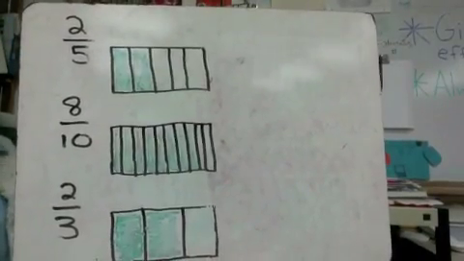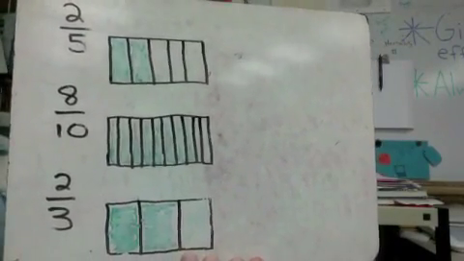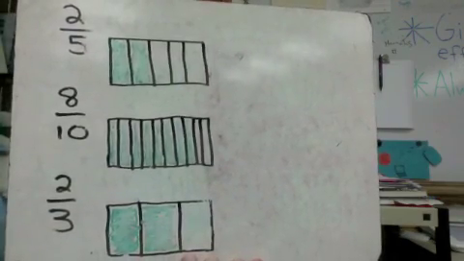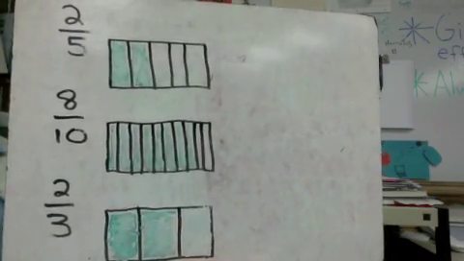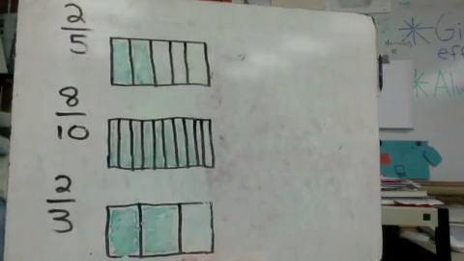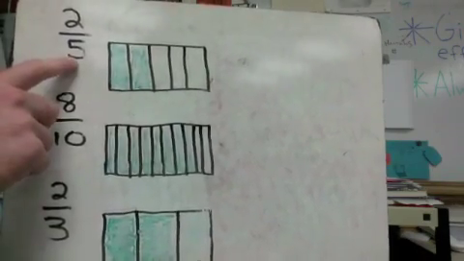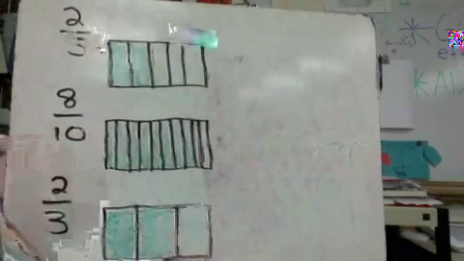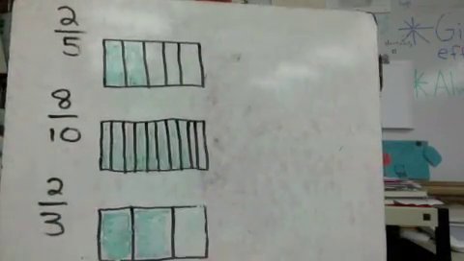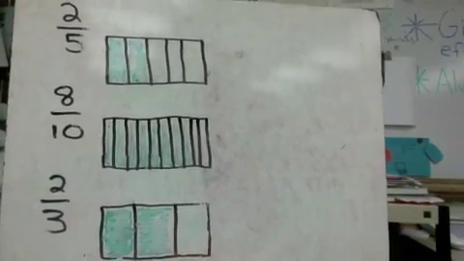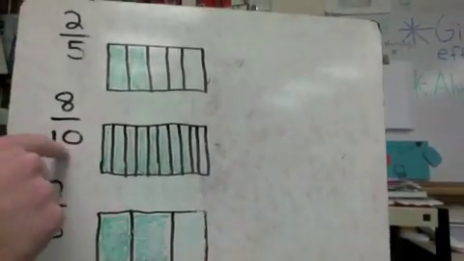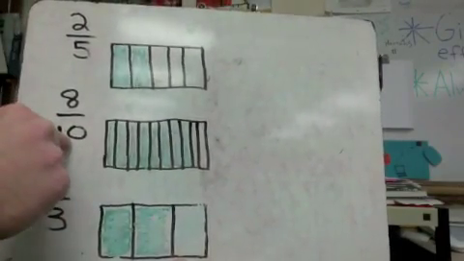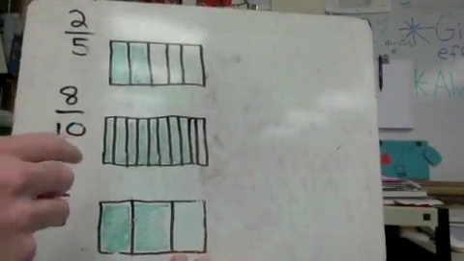Alright, here are my pictures set up for this one. And I had 2/5, 8/10, 2/3. My brownie pans are the same size as best I could get them. This one brownie pan is cut into 5 pieces. This brownie pan is cut into 10 pieces. This brownie pan is cut into 3 pieces. My brownie pan that has the smallest size pieces is this one right here. I've got the smallest size pieces on this one because I'm cutting it into the most pieces.